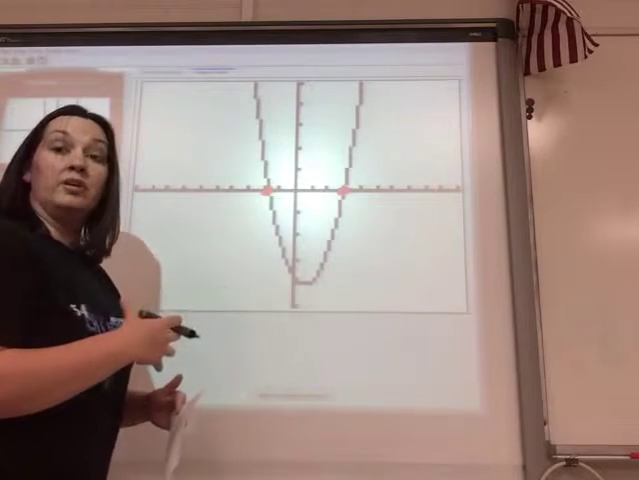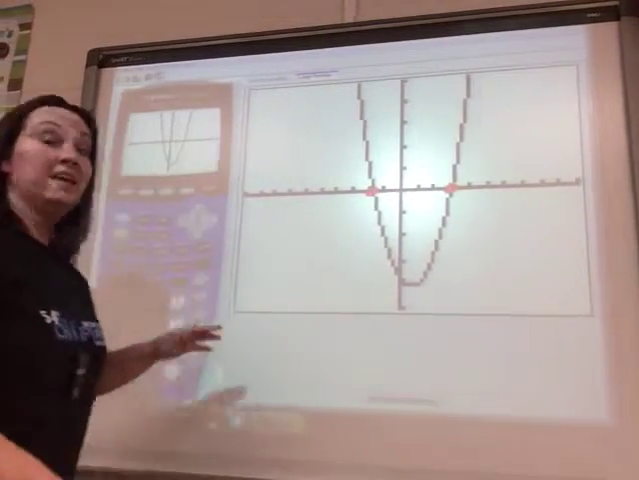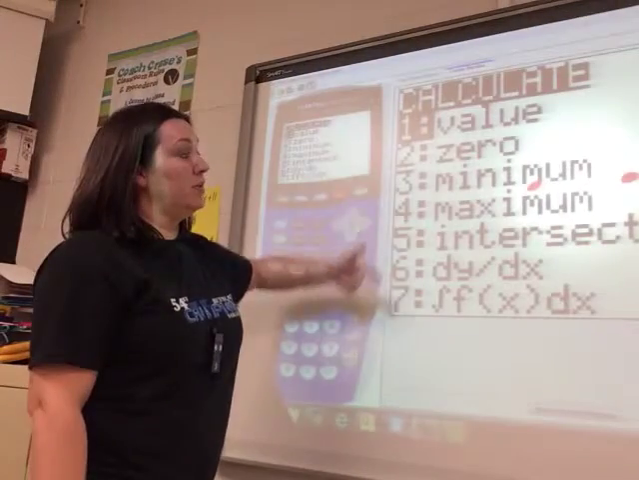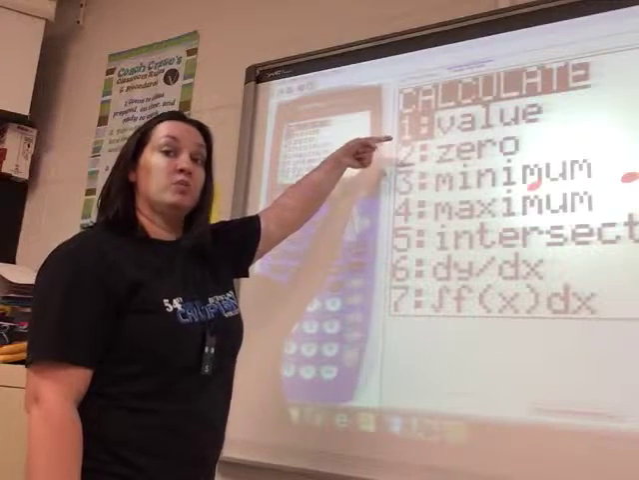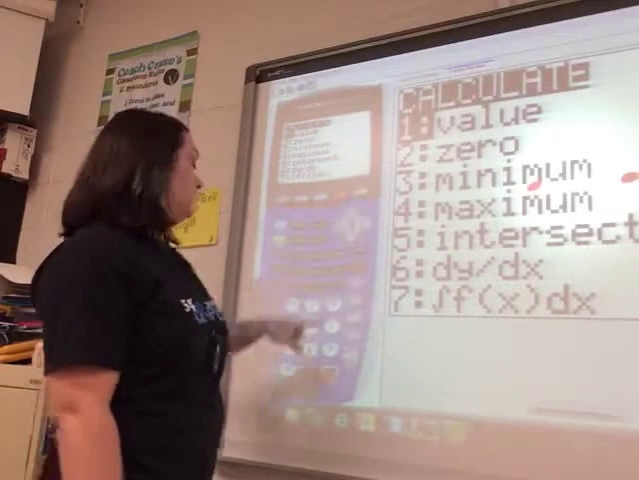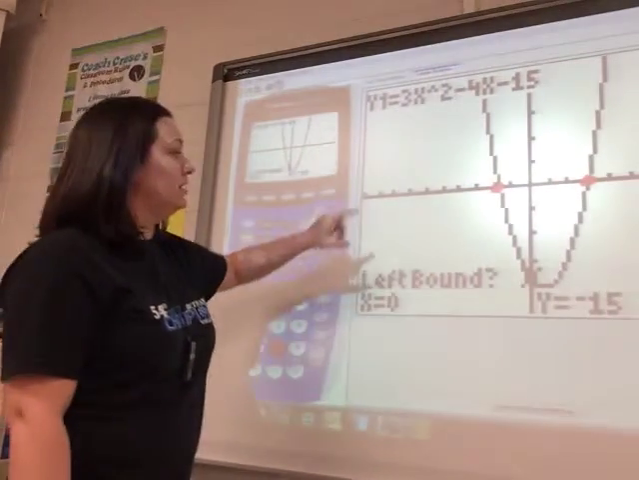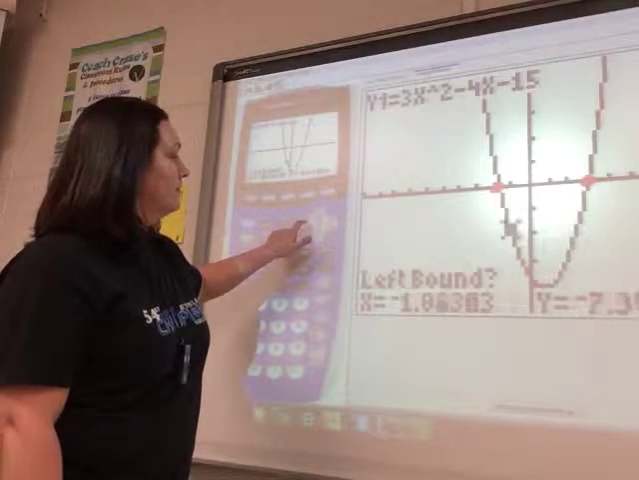And we can do it graphically first by the same process we've been doing in all the other videos. Second trace. The keyword up here is zero. That's the same thing as a root, an x-intercept, or a solution. So you want to go to zero. You want to come over here with your cursor to this big red dot, this intersection point. So come all the way over.